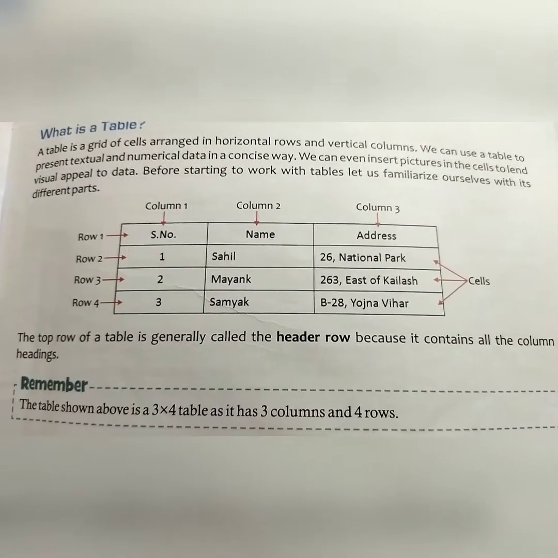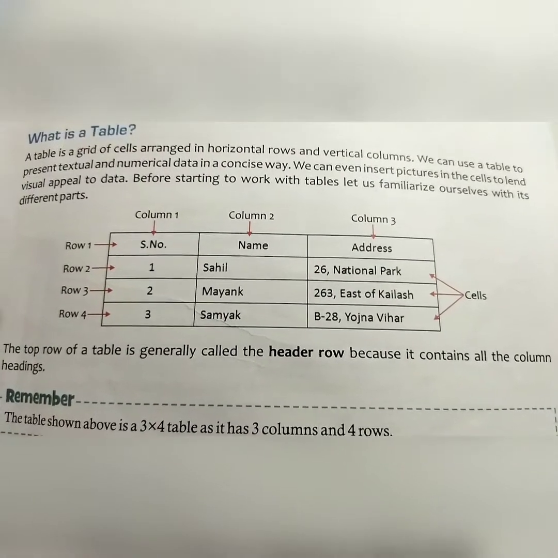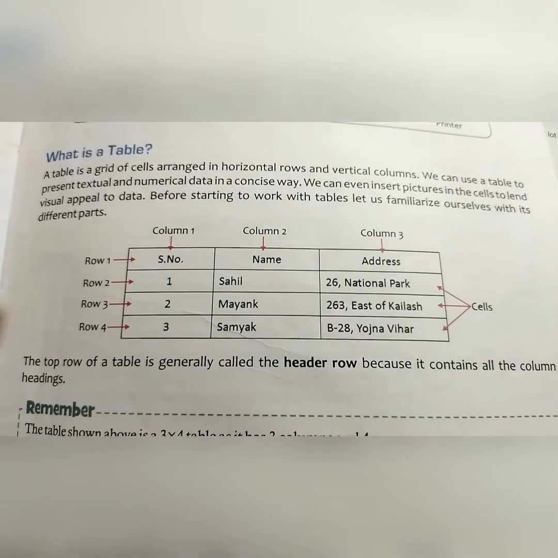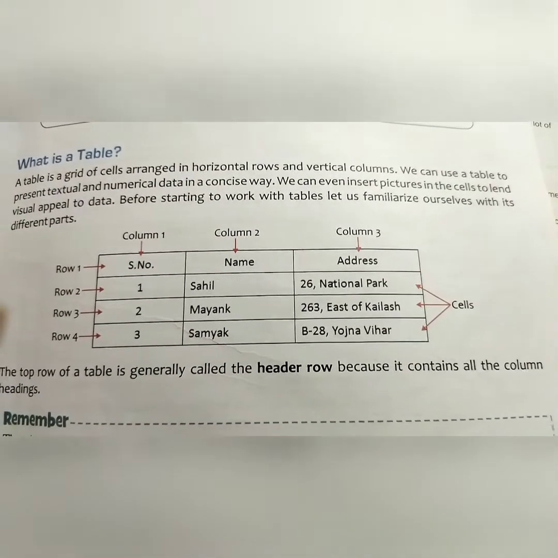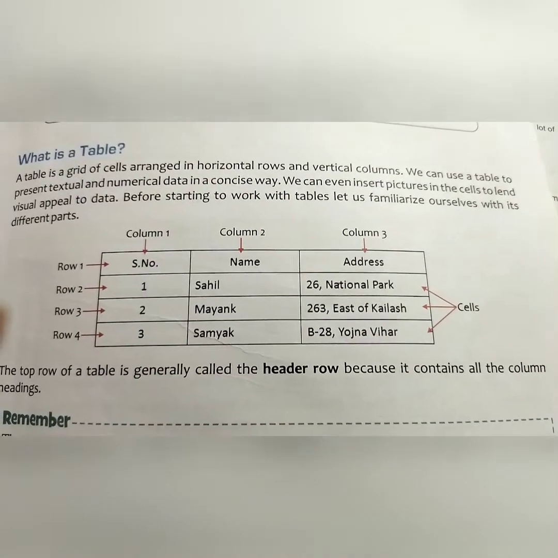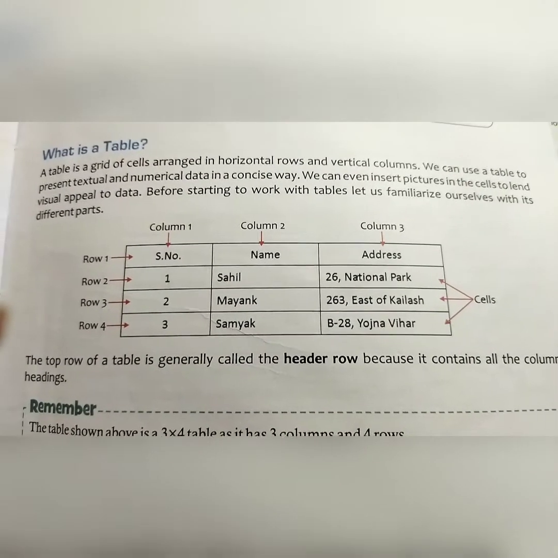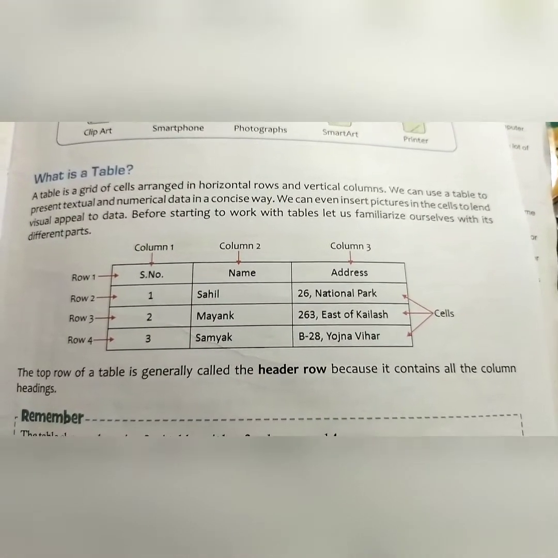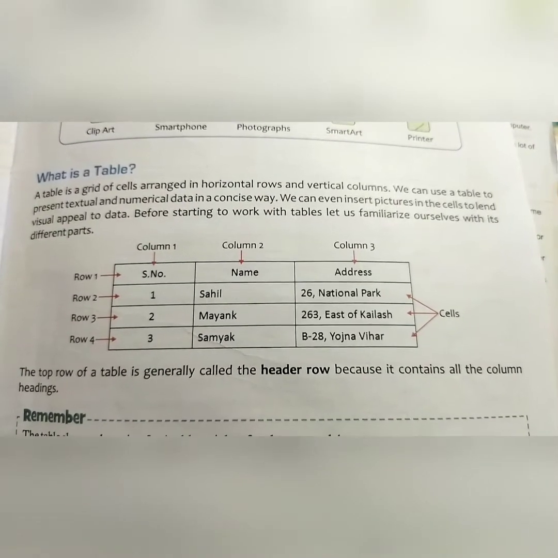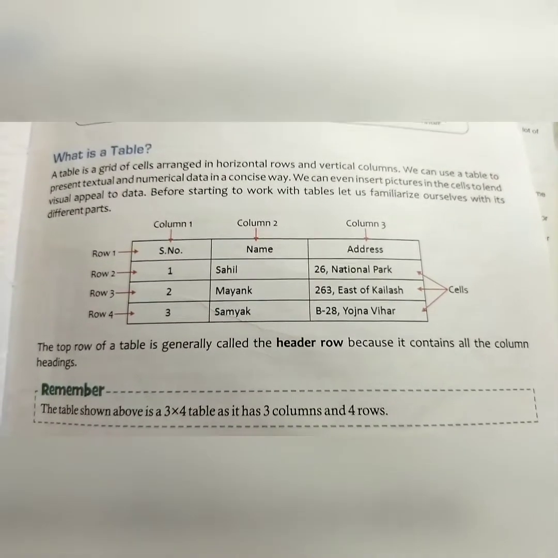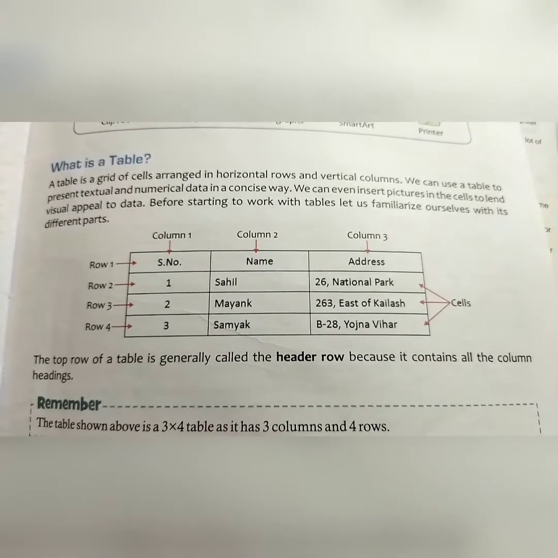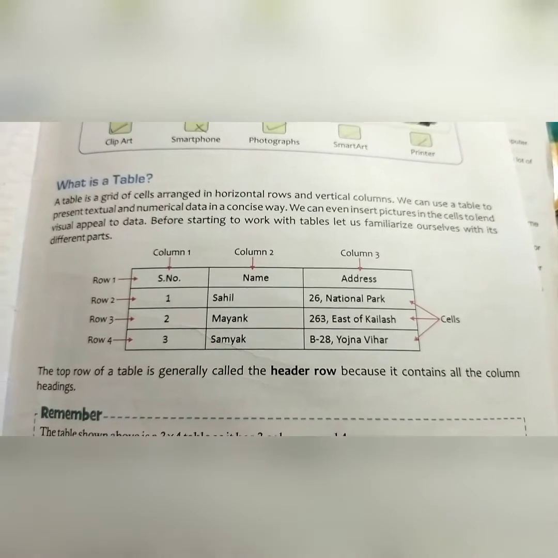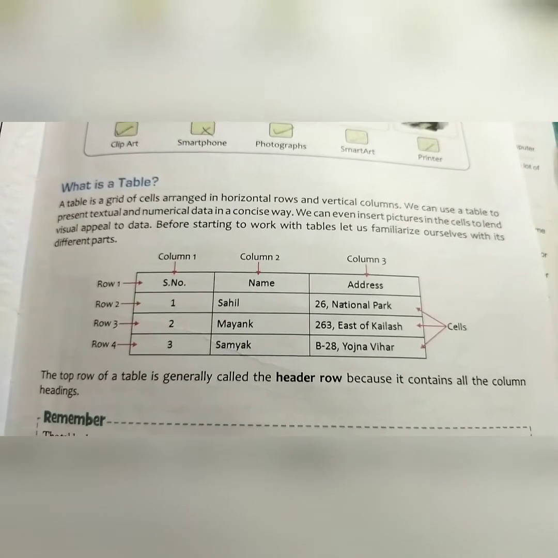So first, you can see column 1, column 2, column 3, and on the opposite side you can see row 1, row 2, row 3 and row 4. So serial number, name and address are mentioned in this table. The top row of a table is generally called the head row because it contains all the column headings. And remember, the table shown above is a 3 into 4 table, as it has 3 columns and 4 rows.